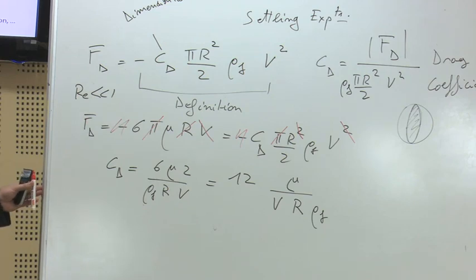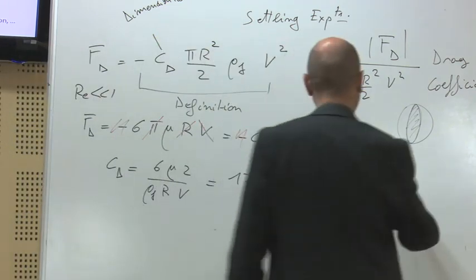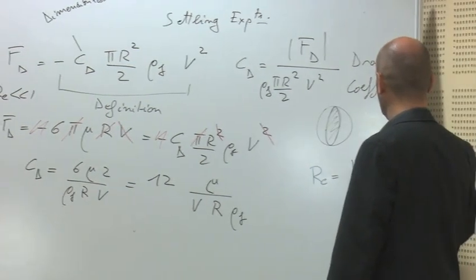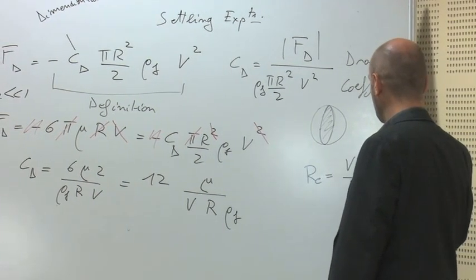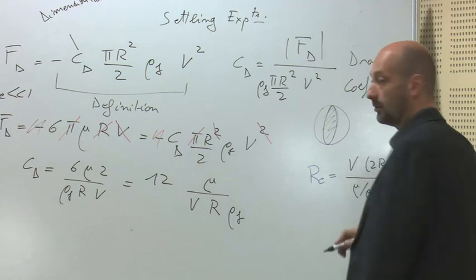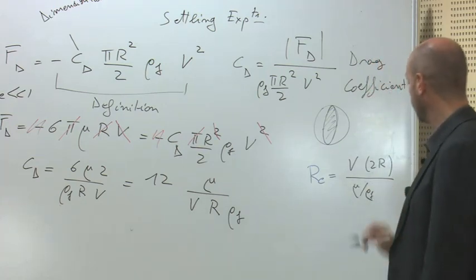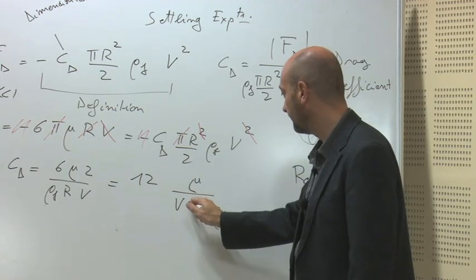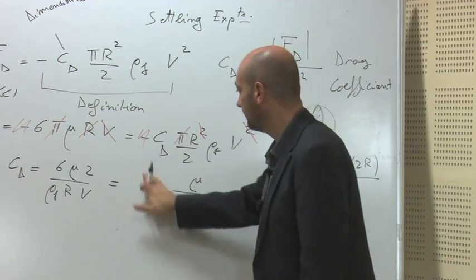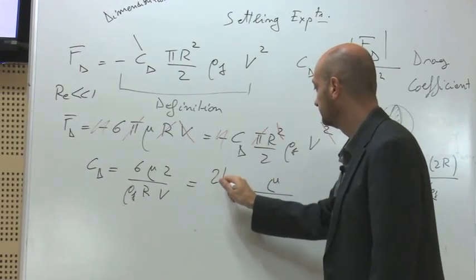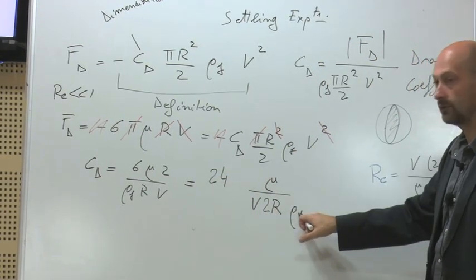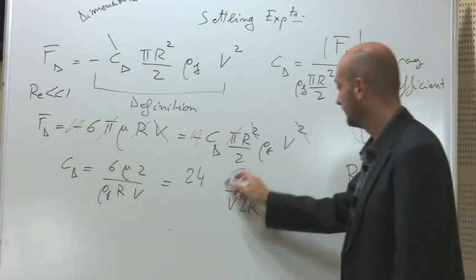And I would like to compare that with the Reynolds number. You remember the Reynolds number is V 2 r rho f over mu. So you see that I have to take 2 here, so that will be 24. And you see that I have V 2 r mu over rho f. So this is the Reynolds number.